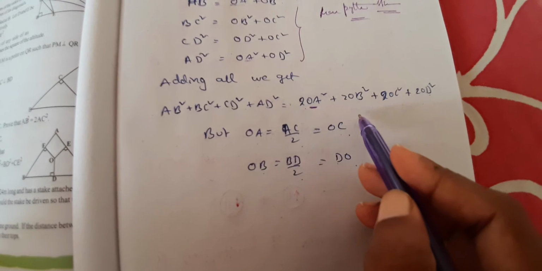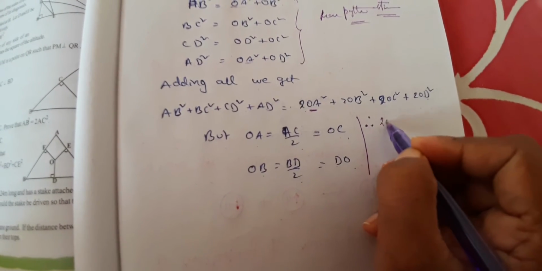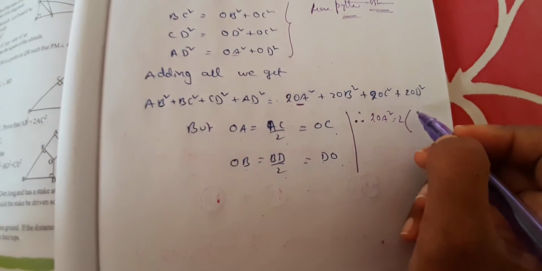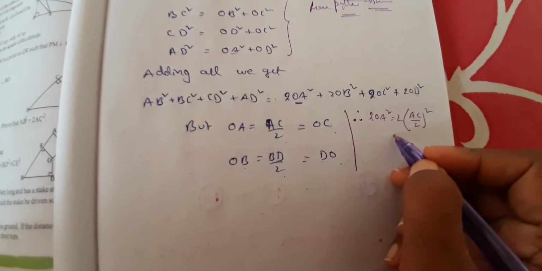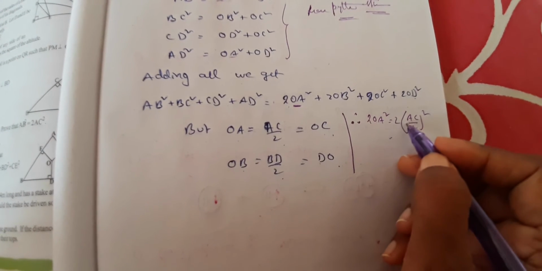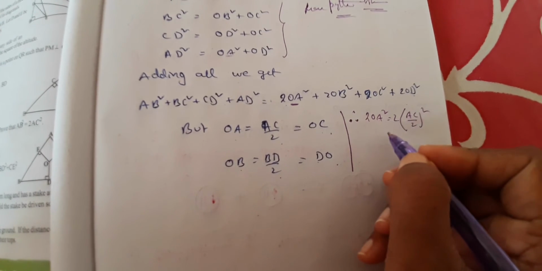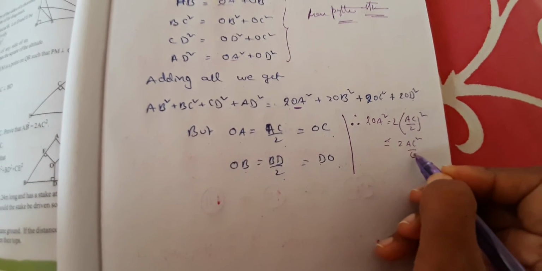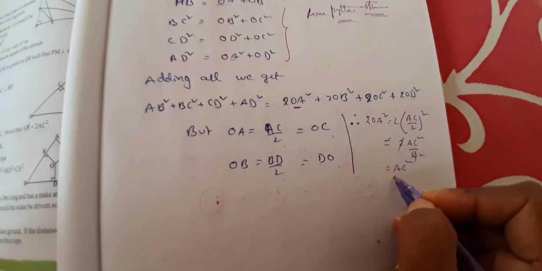So now, thus we will write OA square. Therefore, 2 OA square is equal to 2 times, in place of OA, you will write AC by 2 whole square. Is it not? 2 OA square is equal to 2 into AC by 2 whole square. Right, so thus we will be getting 2 into AC square by 4. So 2 times, which is equal to AC square by 2.